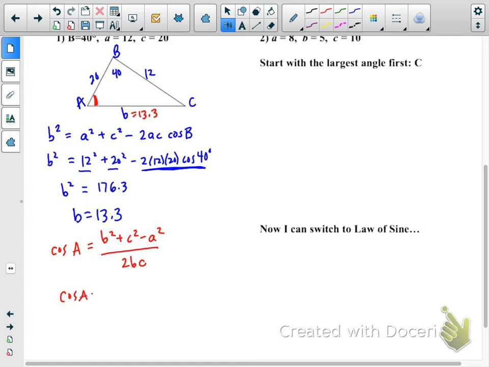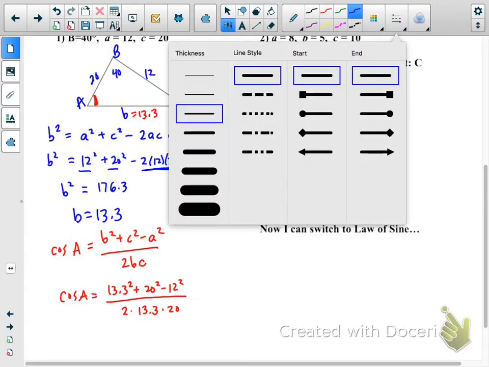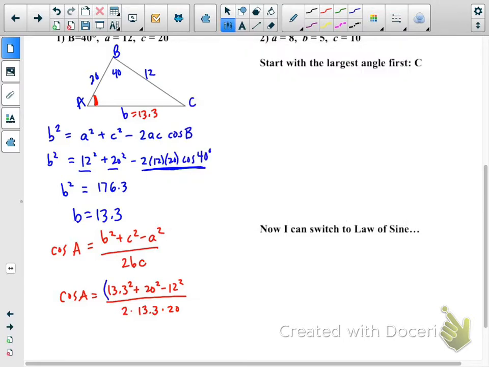The cosine of A would be 13.3 squared plus 20 squared minus 12 squared. I'm going to divide that by 2 times 13.3 times 20. Now when you do this in the calculator, you're going to want a parenthesis around all of this and a parenthesis around all of that. Or you can baby step, do the top, hit enter, and then divide by the bottom, and then you'll have to do one set of parentheses.